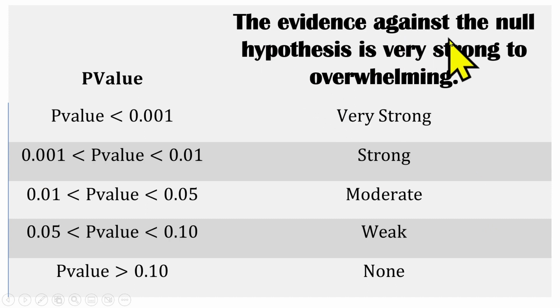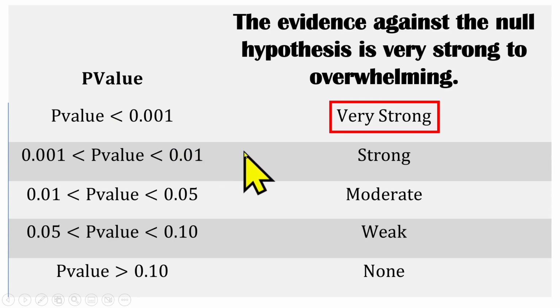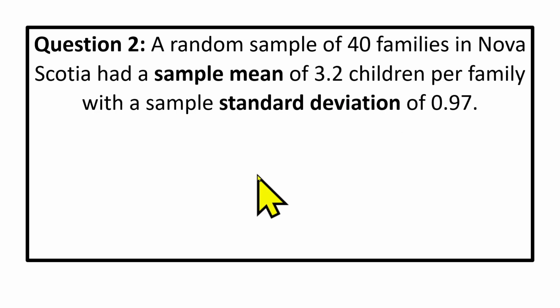Here we can say the evidence against the null hypothesis is very strong to overwhelming, right? We have a p-value that's much, much less than this number. So overwhelming evidence against the null hypothesis. Right, so now before I move on, I just want to emphasize what that means.